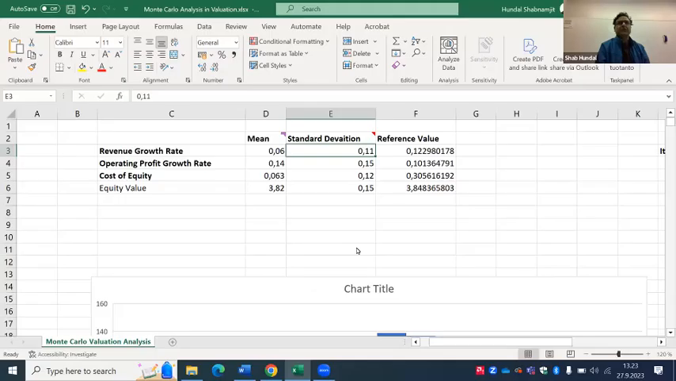One of the very sophisticated techniques in finance that we use.